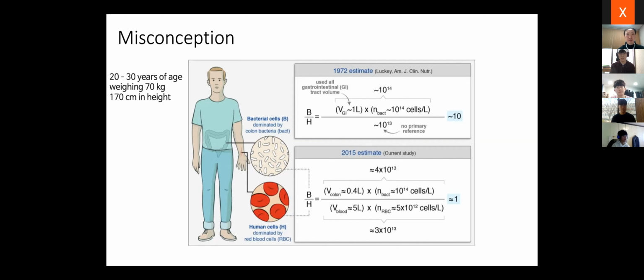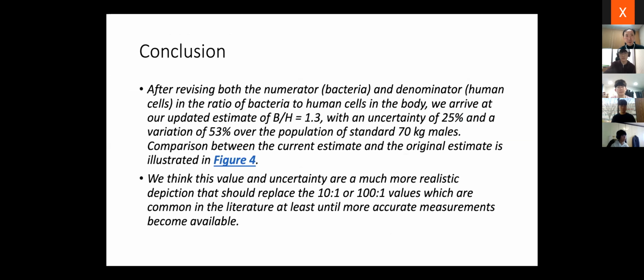Calculating the results and also revising the amounts of human red blood cells, as calculated by various researches, it shows that the number of bacterial cells is actually 40 trillion and the number of human cells is 30 trillion, which gives an approximate ratio of 1.3 to 1. This result is compared using a 20 or 30-year-old male weighing 70 kilos and 170 centimeters in height. So this is the result, and this is the end of my presentation.